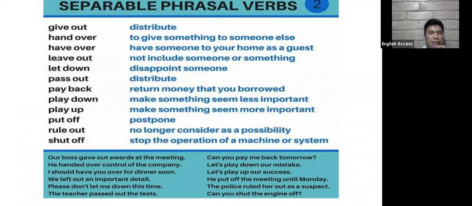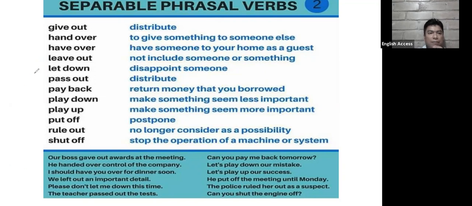Leave out. We left out an important detail. What is leave out? Not include, either intentional or not intentional. So we left out an important detail, or we left an important detail out.